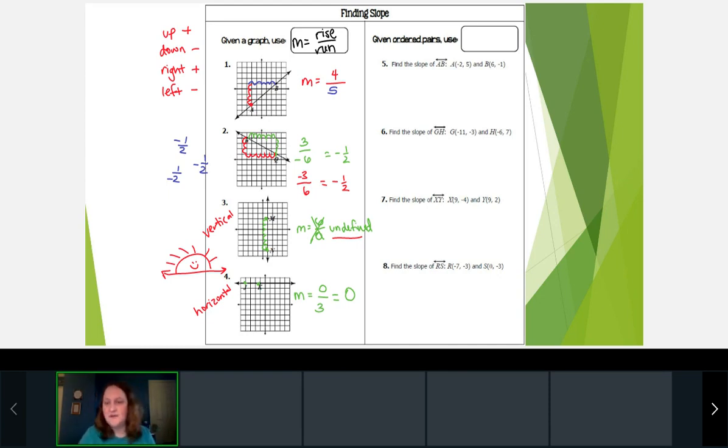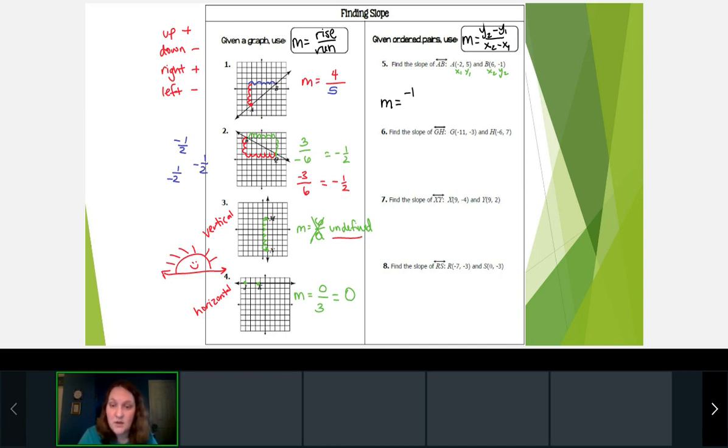What if it's not graphed? What if they give you the points? If they only give you the points, you might be interested in just using the equation for slope. The mathematical equation for slope is y2 minus y1 over x2 minus x1, the difference in your y values over the difference in your x values. So just like when we did distance and midpoint, you can label your points x1, y1, and x2, y2. And then you'll take those points and plug them into the equation.